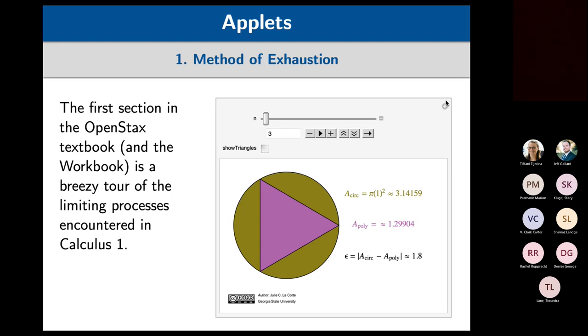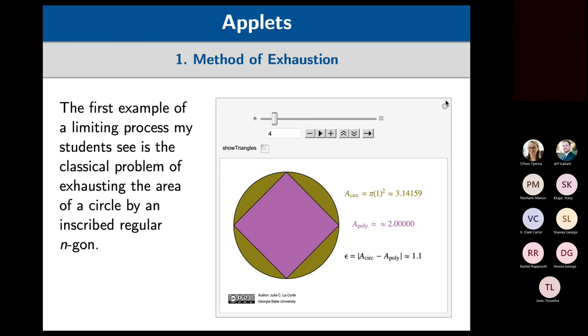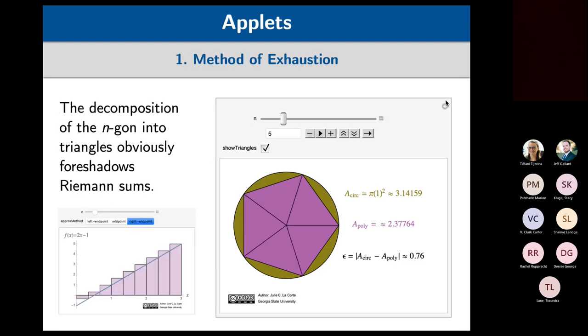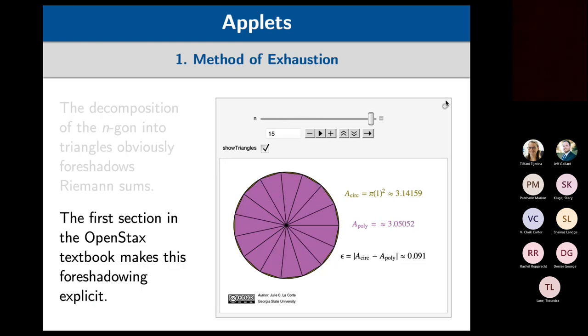The textbook opens with a tour of limiting processes encountered in Calculus 1. The first example of a limiting process my students see is exhausting the area of a circle. So within the first few minutes of class, students are exposed to the idea of a process that can be extended indefinitely with an associated error term that approaches zero. This decomposition of a regular polygon into triangles obviously foreshadows Riemann sums. The textbook makes this foreshadowing explicit.